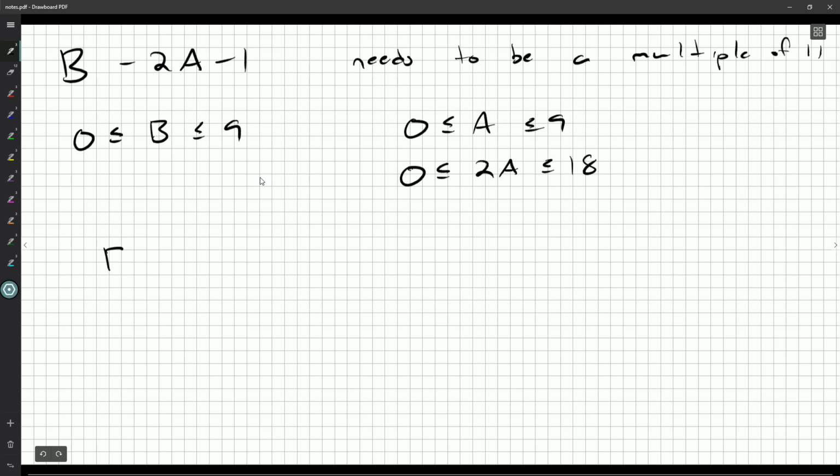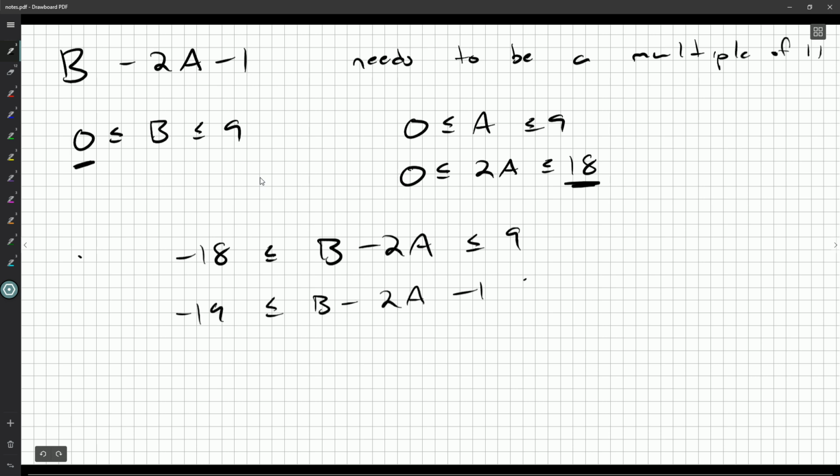Okay? And B and A don't really have anything to do with each other, so you could take something that's as big as 9 and subtract off something that's as little as 0. Or you could say B as small as 0 and subtract off something as big as 18. And then we could subtract off this 1 from all sides. So I know B minus 2A minus 1 needs to be somewhere between negative 19 and 8.